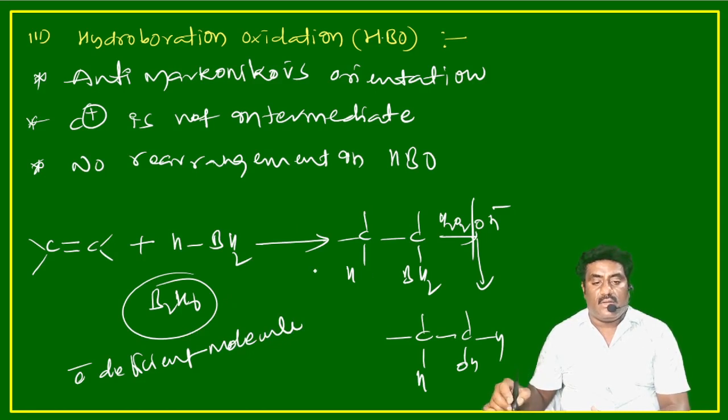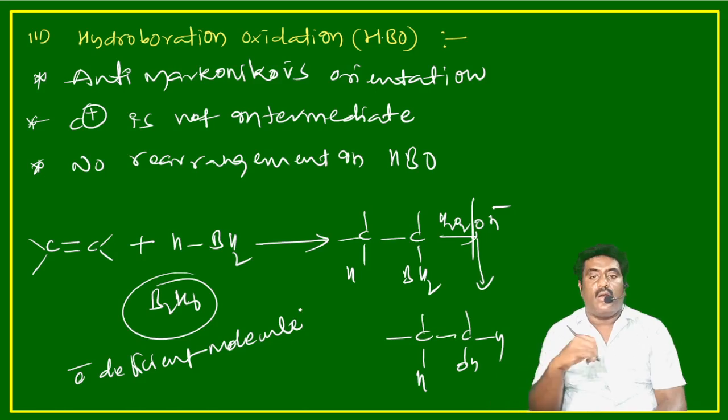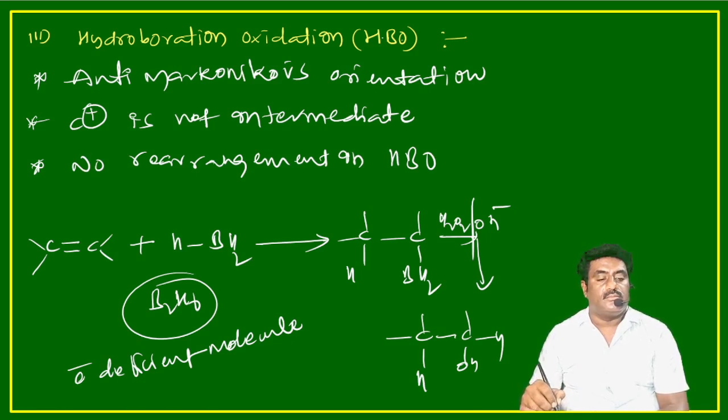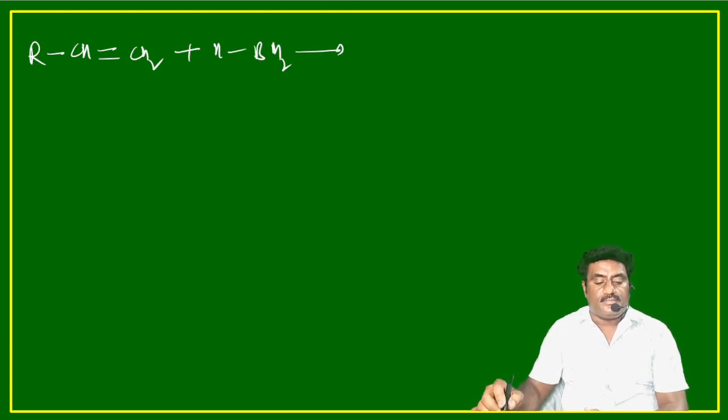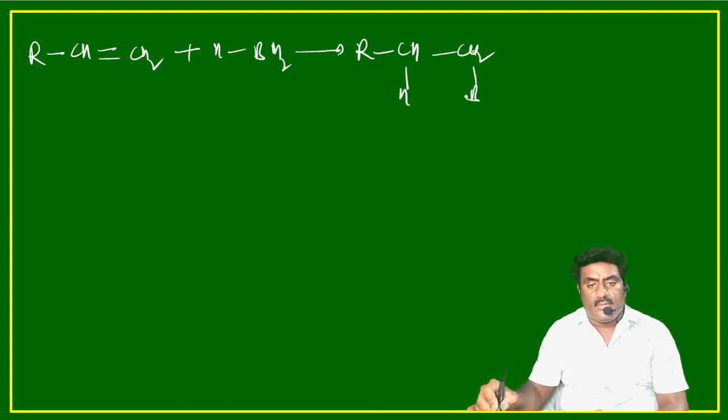It reacts with the alkene to form an alcohol. I am writing the complete mechanism. CH double bond CH2 in presence of H BH2: the pi bond attacks, adding H and BH2.